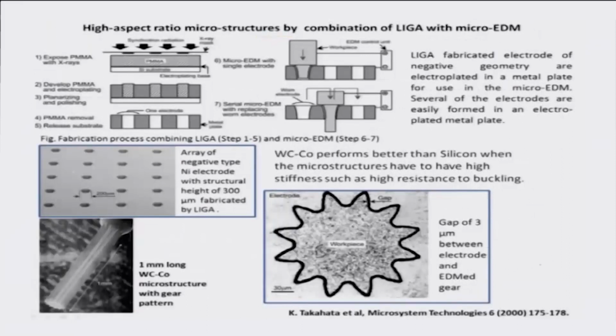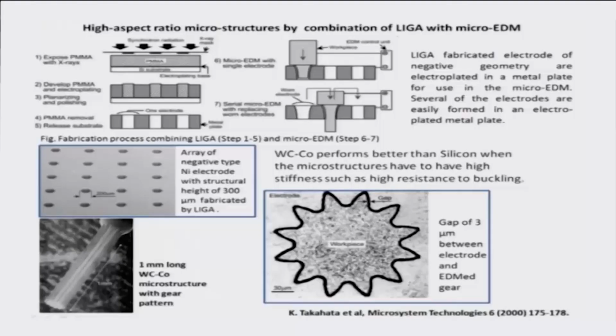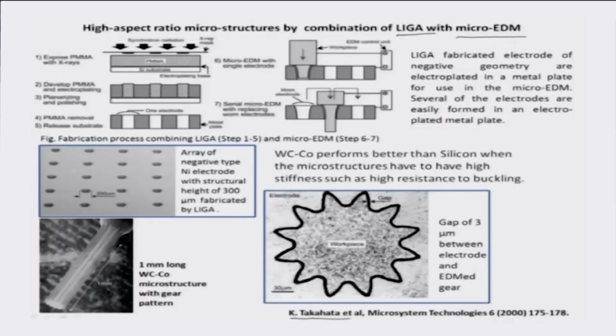Let us look at some more examples, and just because we are talking about aspect ratio, I would recall the LIGA process which we had discussed earlier while doing microfabrication. LIGA basically means lithography, Galvanoformung, Abformung. There is a detailed step sequence of the LIGA process, and probably in the next slide we will recall some of that before going ahead. But this slide, as proposed by Takahata et al. in 2000, is a case where micro EDM is performed by combining it with a LIGA process.